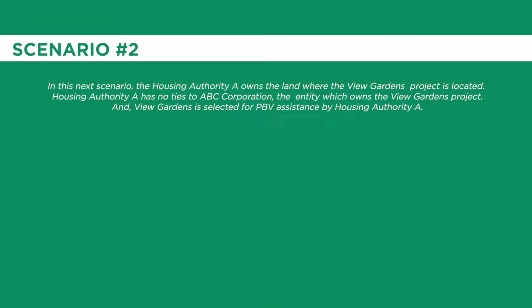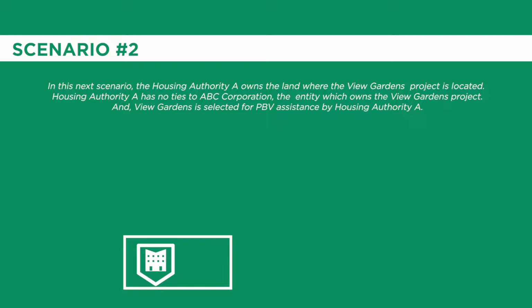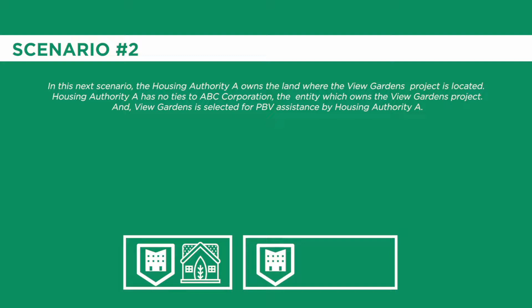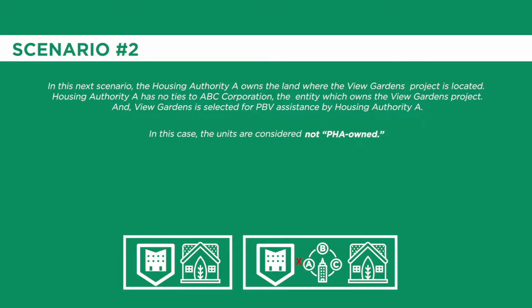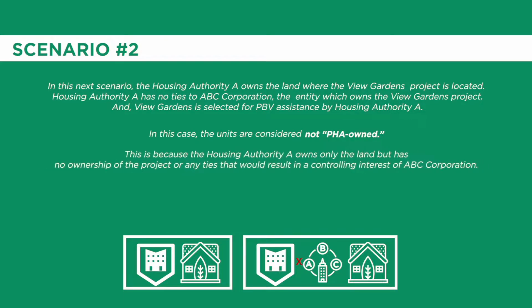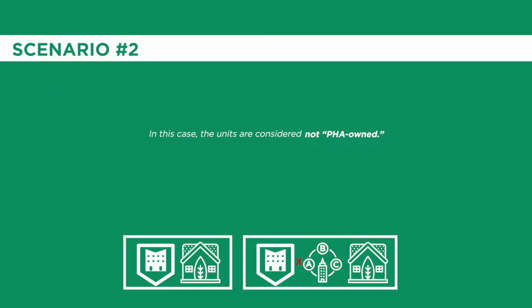In this next scenario, the Housing Authority A owns the land where the View Gardens project is located. Housing Authority A has no ties to ABC Corporation, the entity which owns the View Gardens project, and View Gardens is selected for PBV assistance by Housing Authority A. In this case, the units are considered not PHA-owned. This is because the Housing Authority A owns only the land, but has no ownership of the project or any ties that would result in a controlling interest of ABC Corporation.